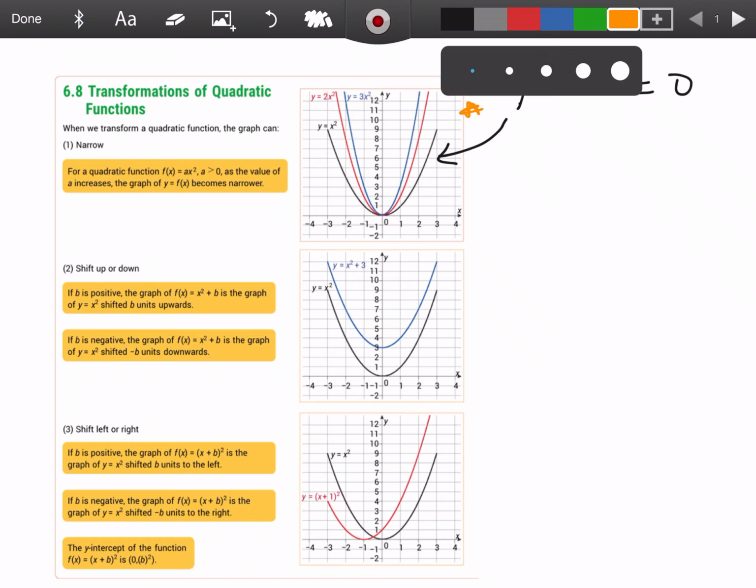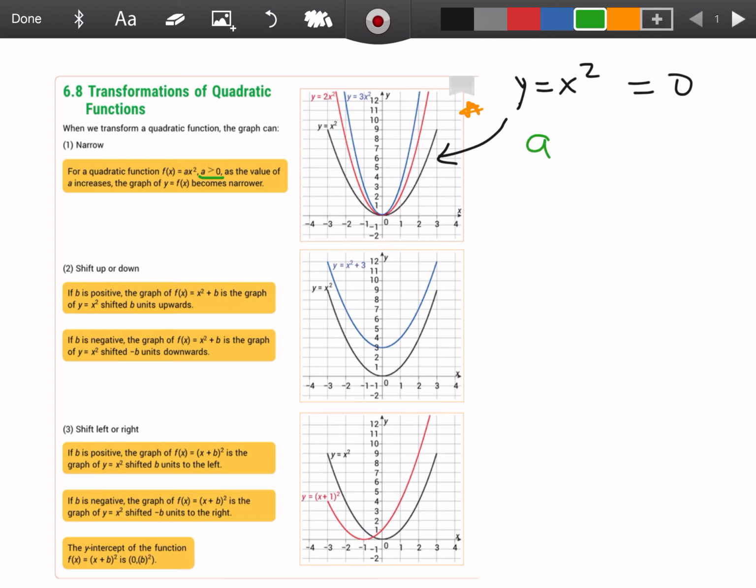And that's what the maths that's involved here is telling you. We have it here: when a is greater than 0, I'm looking at the function in the form of ax squared. So ax squared, they all look like that. This one's 1x squared, that one's 2x squared, that one's 3x squared. So the a value is changing. Once that a value goes up, it's just getting narrower in the curve.